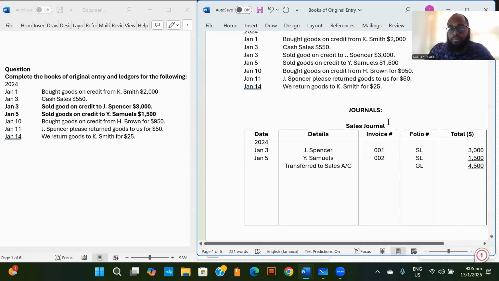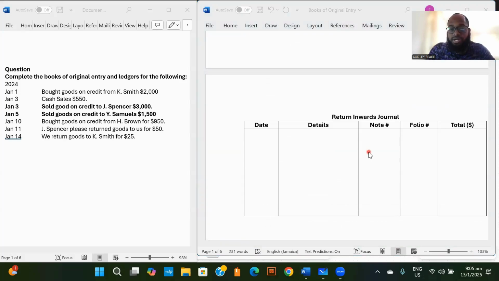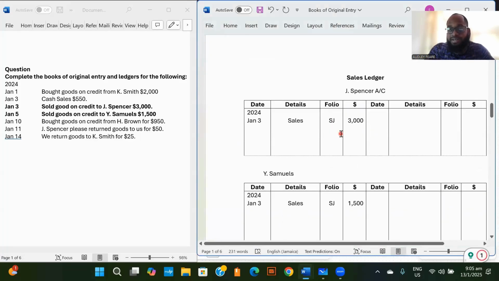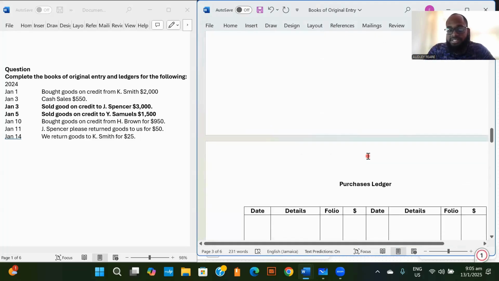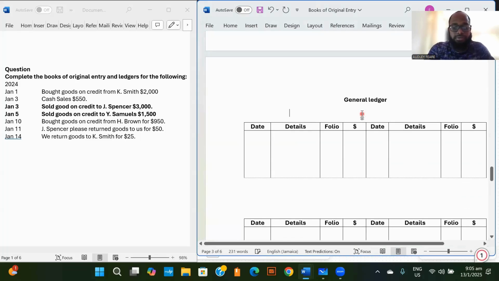So now remember, we did the sales journal and we have the transferred to sales account. We also went on and we did our sales ledger, which has all the accounts of our debtors. So we debit their accounts. And then we're going to go on to the general ledger for the sales account. So we're going to have the sales account. And tell me, sales are always what? Debited or credited? It's always credited because stock is moving outside of the business.